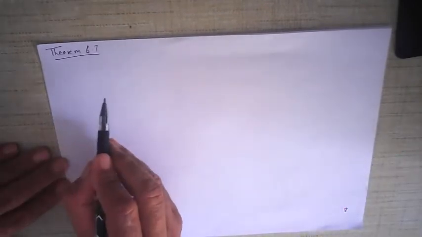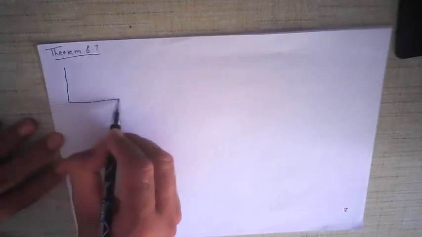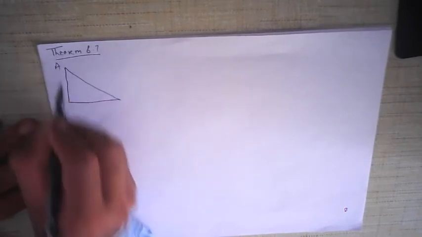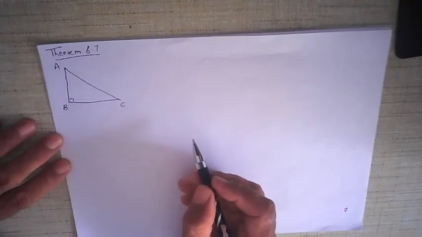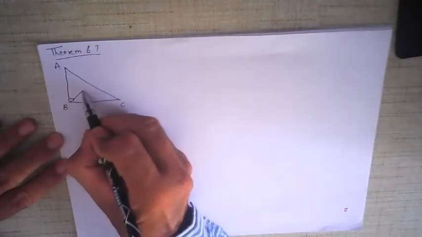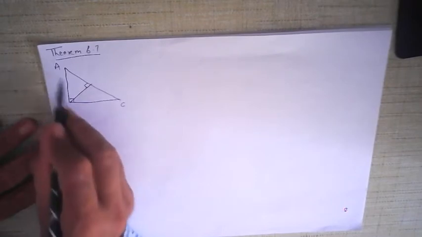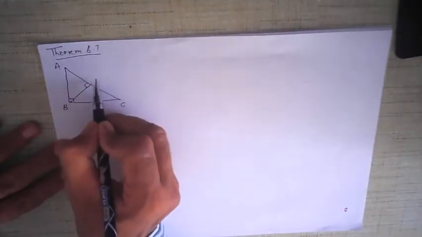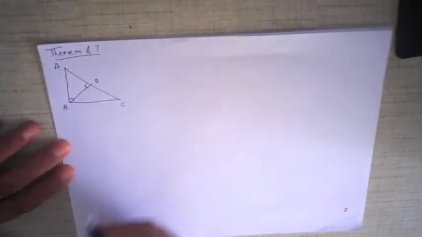Now theorem 6.7. See this. Again, this is about right angle triangles. Suppose triangle ABC is a right angled triangle. Angle B is a right angle, and we draw an altitude to the hypotenuse. Angle B is a right angle, therefore AC is the hypotenuse. Now I am drawing an altitude BD. Altitude means perpendicular. We are drawing BD perpendicular to AC.